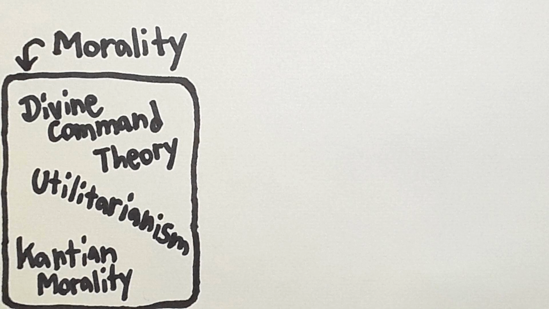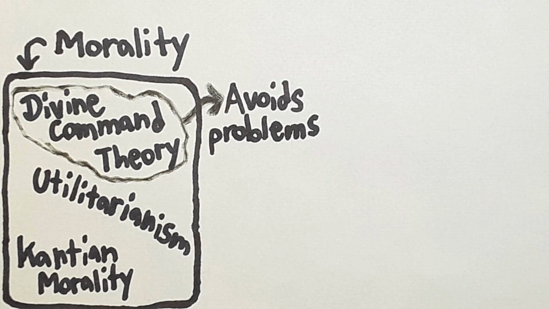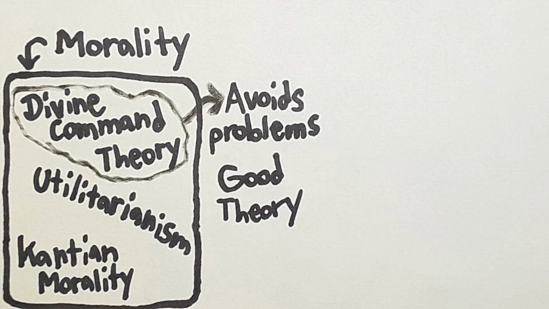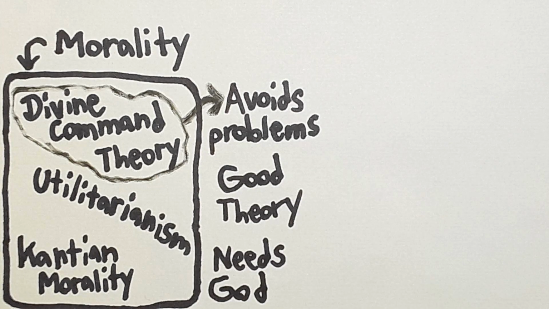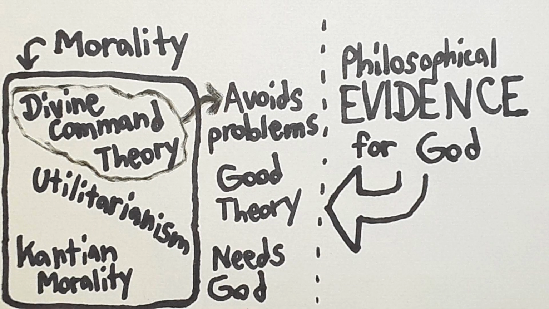Now, some people believe that the model called divine command theory avoids a bunch of the problems that other theories face, and so it's generally a good theory. Divine command theory, very roughly, is this idea that moral obligations stem from the commands of God. So, it could obviously only be true if God really does exist. Thus, the virtues of divine command theory constitute philosophical evidence that God does exist.